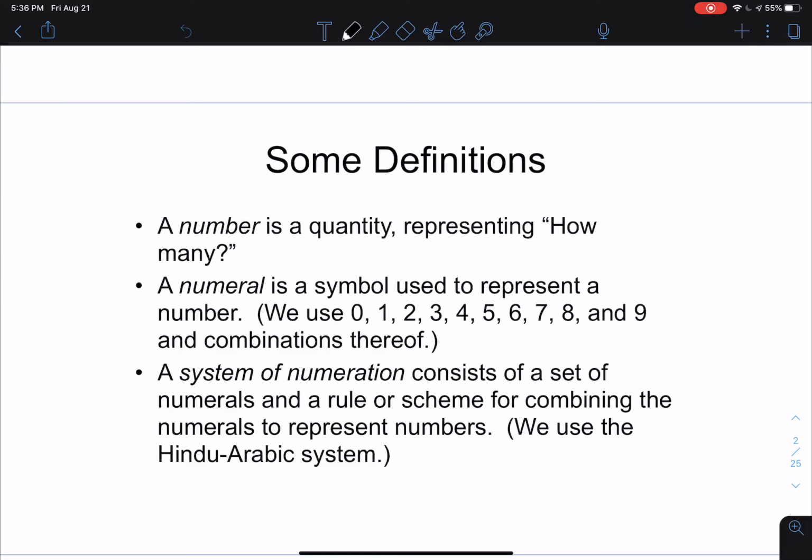And then a system of numeration has a set of numerals, so a language to use to express these quantities, along with rules or schemes, so that when you write down a 2 and a 3 together, you know the rule means that's 23, the scheme, with our system. And all these systems had their own schemes or rules, so we're going to go over how they worked, basically.